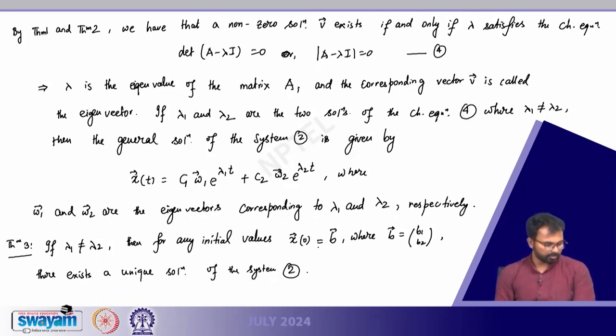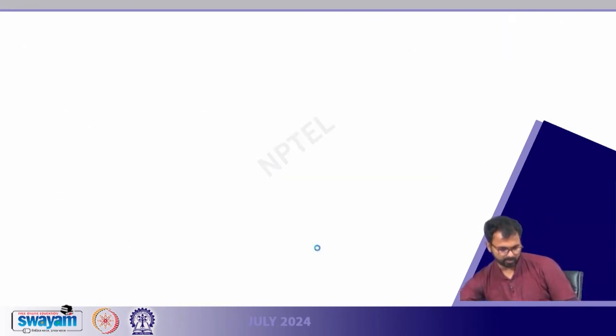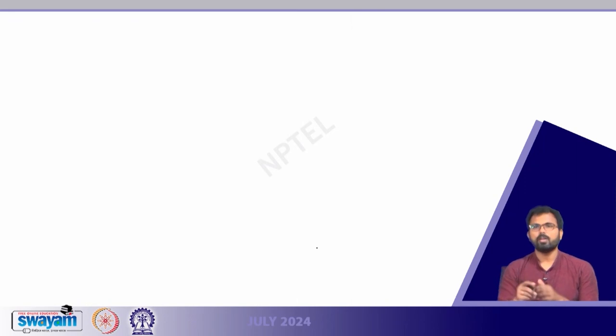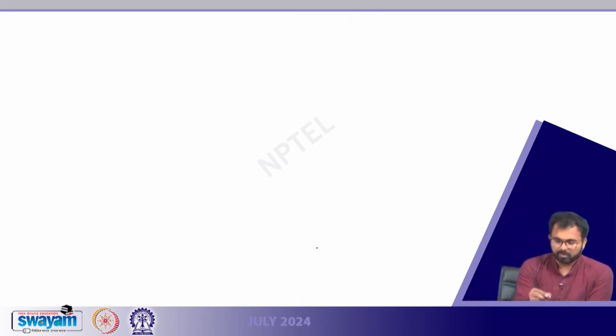Now we'll state something called equilibrium points, but before equilibrium points, let me show you a very quick example. It's not very lengthy. I'll solve one example just to give you a feeling of how we are putting this differential equation in terms of a solution in terms of eigenvectors. So, let us look at one example.